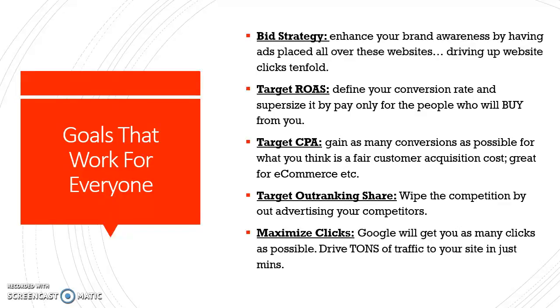But it's definitely another interesting goal that businesses have the option to choose from. The next one here is very similar to target ROAS, but it's target CPA. Basically, this is a more simplified version of target ROAS. What you're doing is you're just putting in a customer acquisition cost, and Google is going to try to hit that customer acquisition cost the best it can. It may go a little under, it may go a little over.